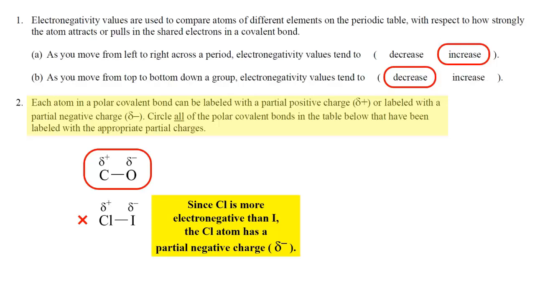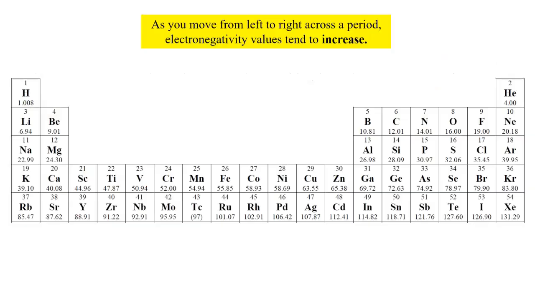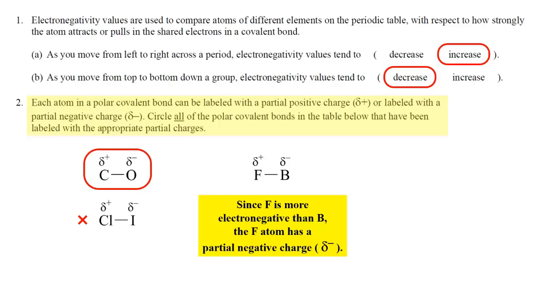All right, our next bond to consider is the bond between fluorine and boron. So on the periodic table, there's boron, there's fluorine. As you move from left to right across a period, electronegativity values tend to increase. So since fluorine is further to the right, that means that fluorine is more electronegative than boron. Now, since fluorine is more electronegative than boron, then the fluorine atom should have a partial negative charge. So this bond has not been labeled correctly with the appropriate partial charges.